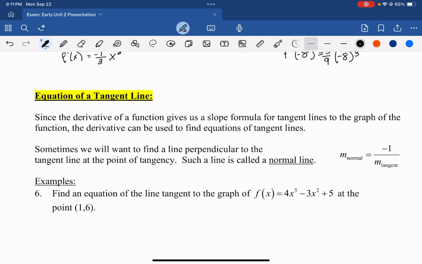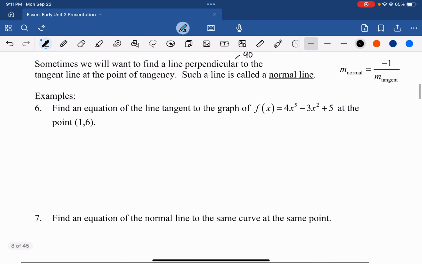And then sometimes we'll want to find a line perpendicular, so at 90 degrees to the tangent line at the point of tangency, which is called our normal line. So if we ever see something say the normal line, that means perpendicular, so at 90 degrees. And then whenever we see something about equations of tangent lines, that means we need to find the derivative and then do some more steps.